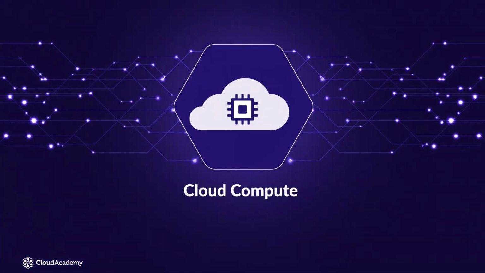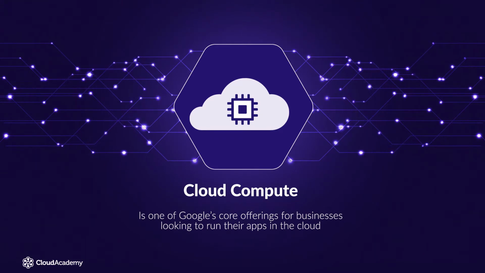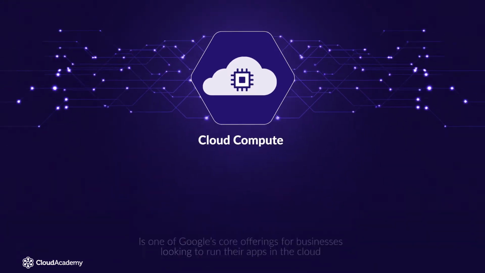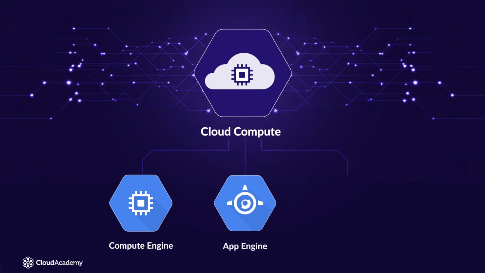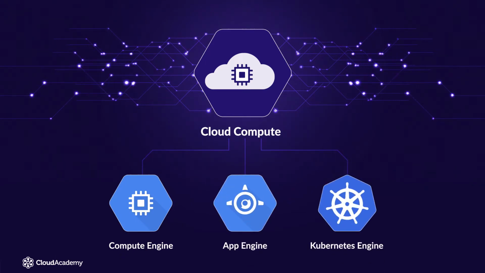Cloud compute is one of Google's core offerings for businesses looking to run their apps in the cloud. It's your foundation, the hardware and CPU cycles needed to actually run your software. Now, under the compute umbrella are a few different specific services and configuration options and products. For our purposes, though, we are going to focus on 3 main offerings: Compute Engine, App Engine, and Kubernetes Engine. And we'll briefly mention Cloud Functions and Cloud Run.